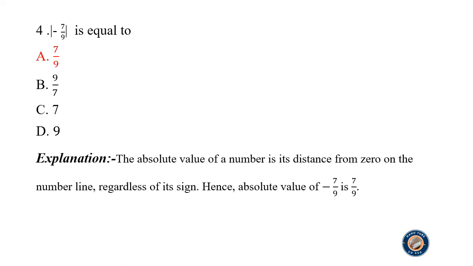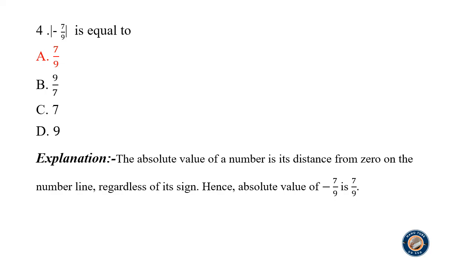Question number 4. The absolute value of negative 7 over 9 is equal to A. 7 over 9, B. 9 over 7, C. 7, D. 9. The answer will be 7 over 9. The absolute value of a number is its distance from 0 on the number line, regardless of its sign. Hence, the absolute value of negative 7 over 9 is 7 over 9.